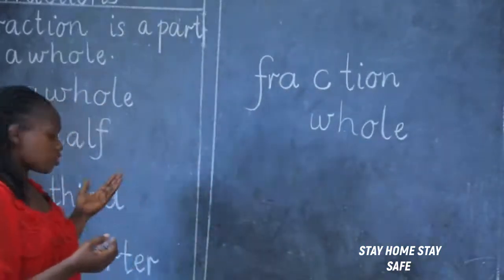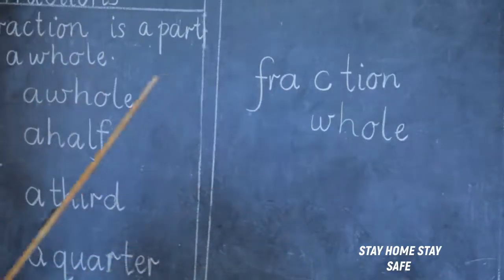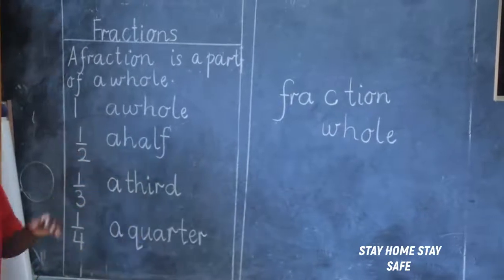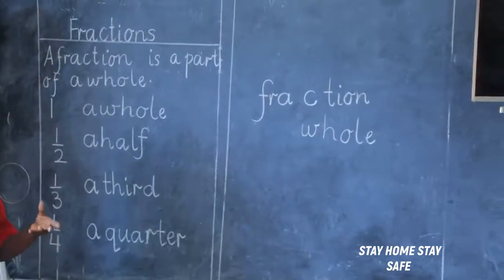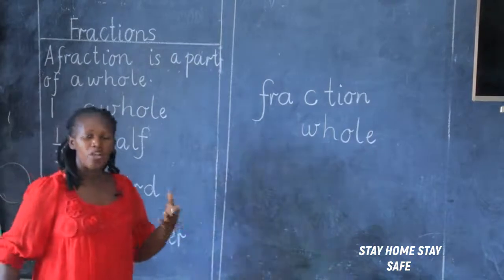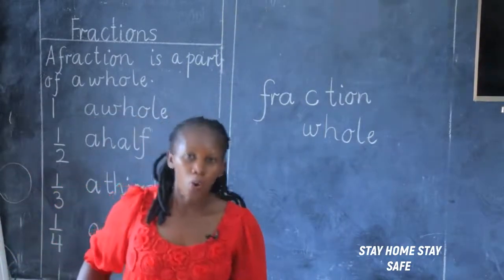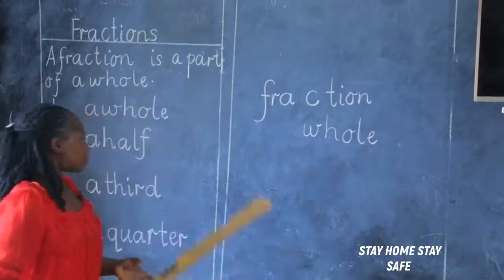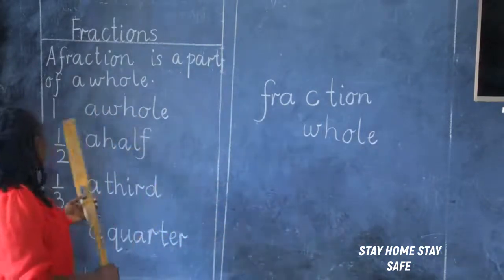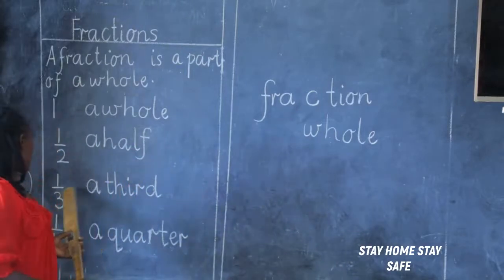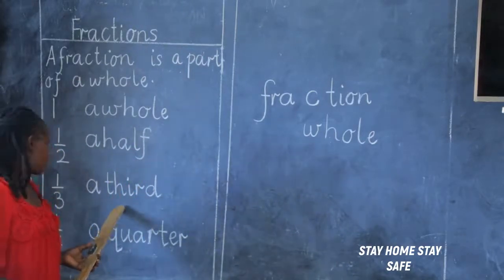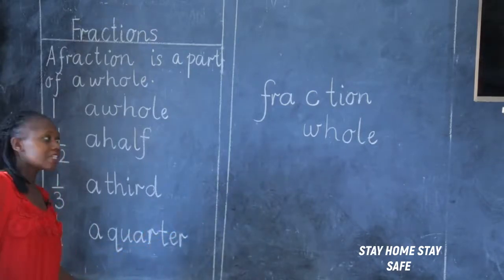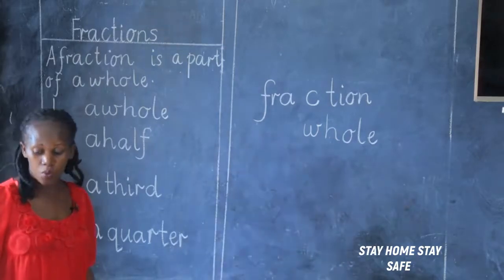So these are the fractions we have learned today. We said a fraction is part of a whole. And I told you that if it's a full thing, a full object, it is a whole. But when we cut it into pieces, we make fractions. For example, I have formed a half. I have formed a third. I have formed a quarter, right? But I can still give out as many fractions as I want.